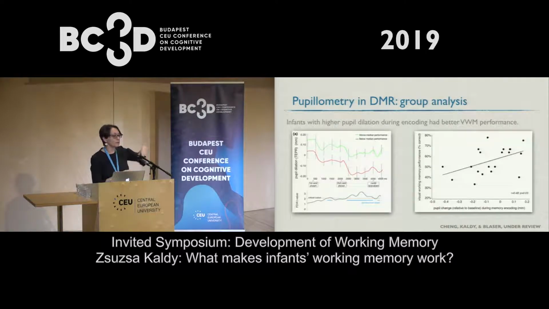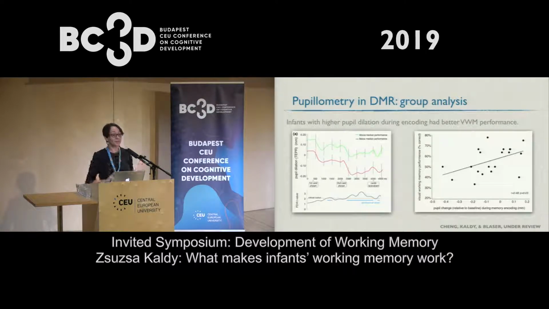So we split the babies into above and below median performance groups. The green line, the pupil dilation, is the above median group. And here you see the below median group. About halfway through this critical period, you see a significant group difference. What that means is babies who were doing better in this task had slightly more dilated, more effortful pupils overall.